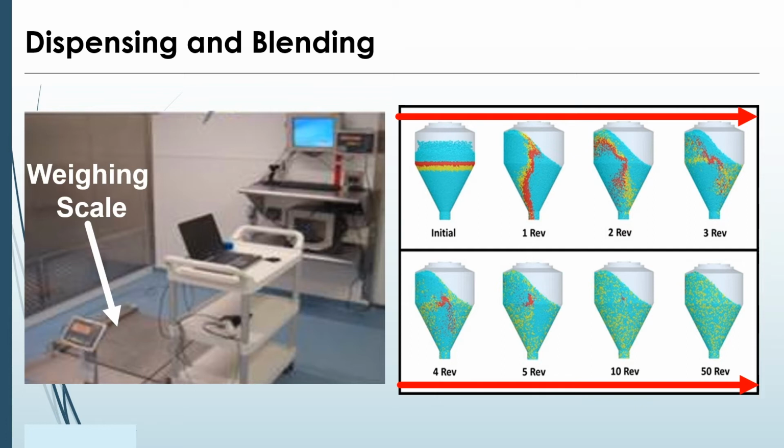As the bin of powder gets tumbled, you can see in this image that the different ingredients are different colors. From the initial bin onward, you can see how the material begins to blend together as it becomes closer to a homogeneous blend with each revolution. In this image, you can see a homogeneous blend was achieved after 50 revolutions.